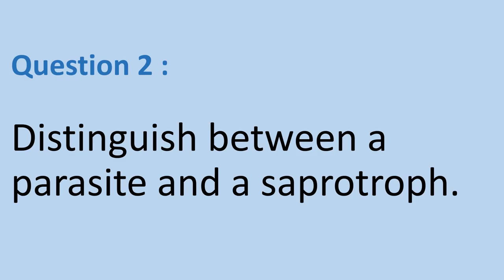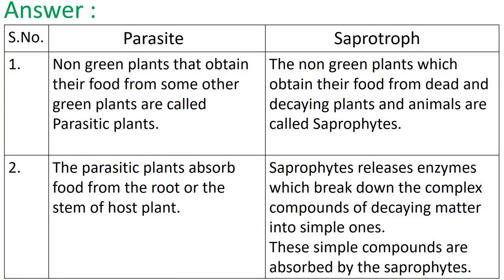Question number 2. Distinguish between a parasite and a saprotroph. Answer: to answer this question, we have made a table. On one side, we will be listing down the points related to parasite. On the other side, we will list down the points related to saprotrophs.